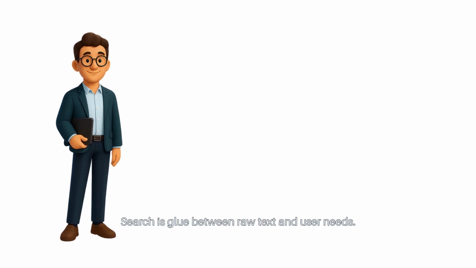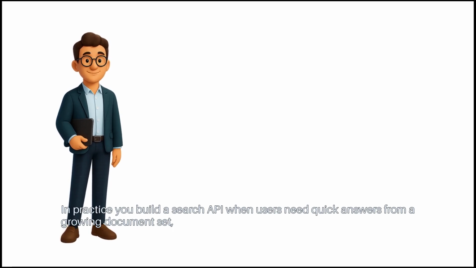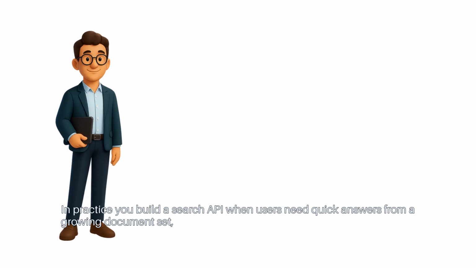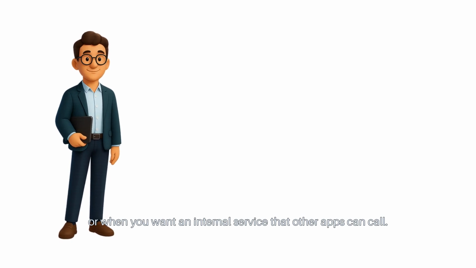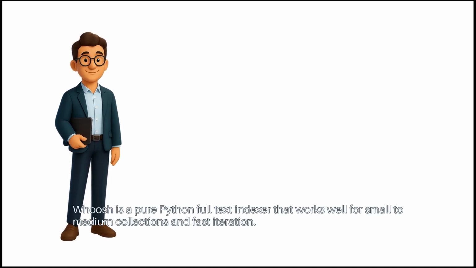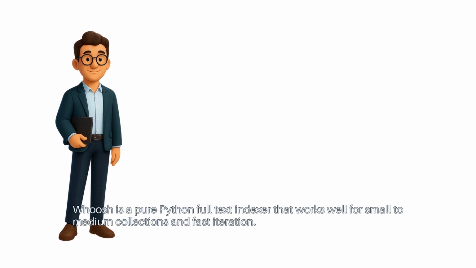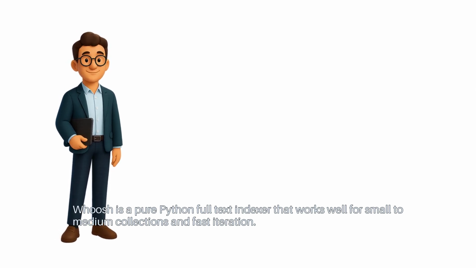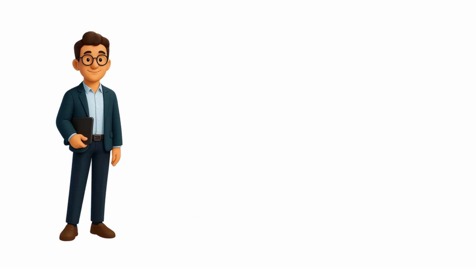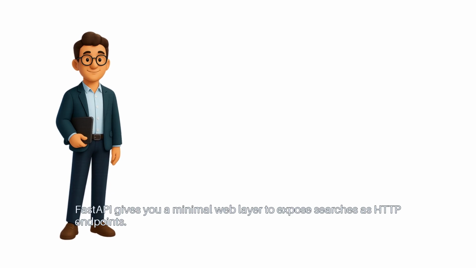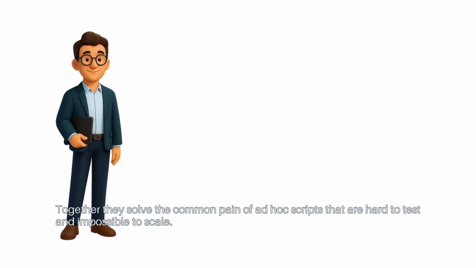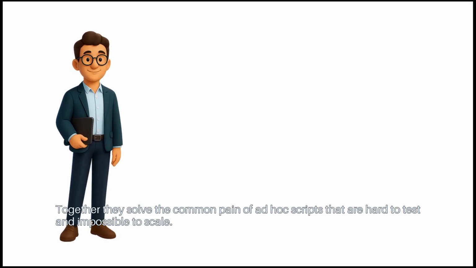Search is glue between raw text and user needs. In practice, you build a search API when users need quick answers from a growing document set, or when you want an internal service that other apps can call. Whoosh is a pure Python full-text indexer that works well for small to medium collections and fast iteration. FastAPI gives you a minimal web layer to expose searches as HTTP endpoints. Together, they solve the common pain of ad hoc scripts that are hard to test and impossible to scale.